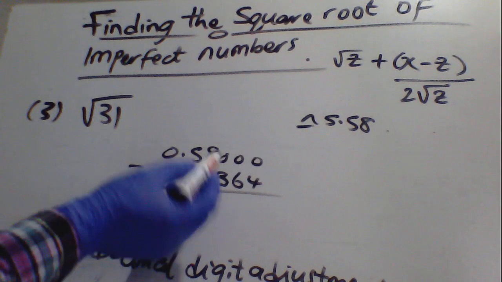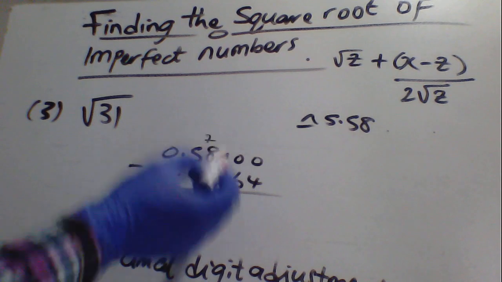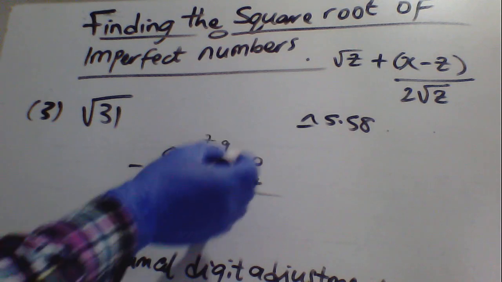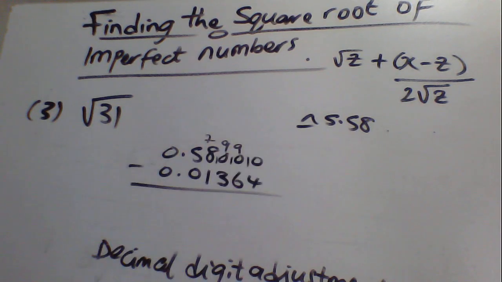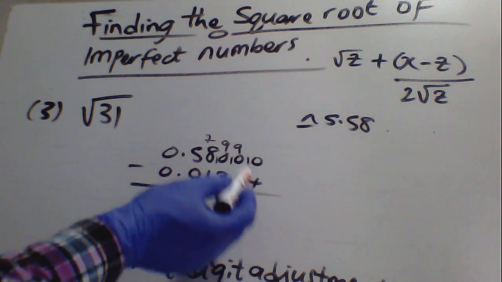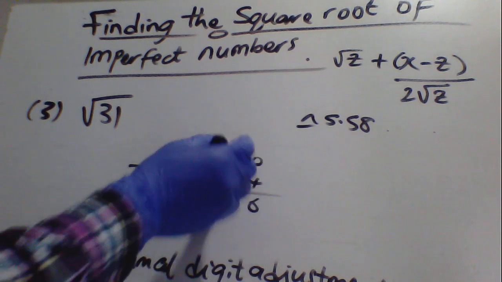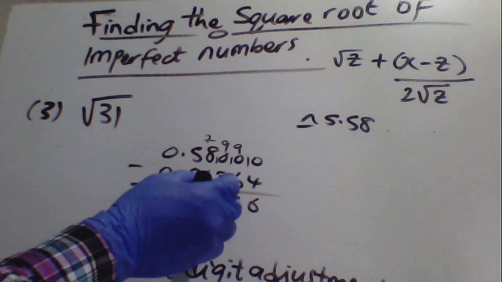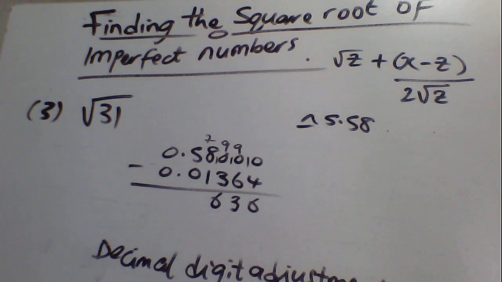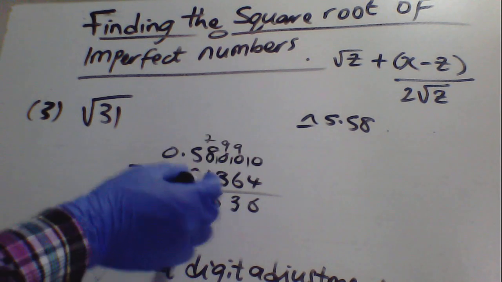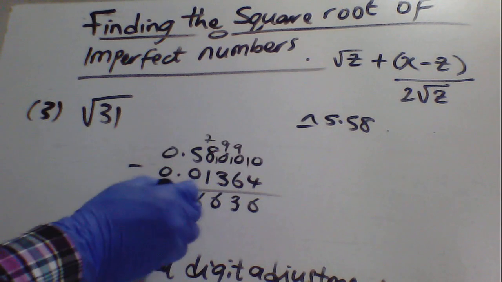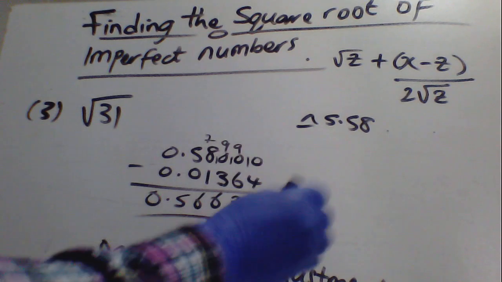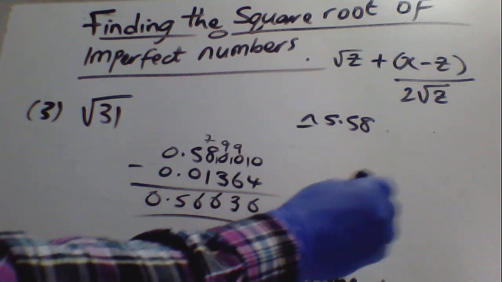So from here, carry 1 from 8, put here. What is left? 7. Carry 1 from 10, put here. What is left? 9. Carry 1 from 10, put here. What is left? 9. When you carry 1 from here, put here, it becomes 10. 10 minus 4 will give us 6. 9 minus 6 will give us 3. 9 minus 3 will give us 6. So 7 minus 1 will give us 6. 5 minus 0 will give us 5. So that is it, and this is approximately equal to 0.57.